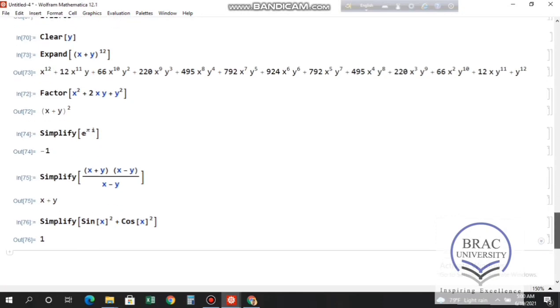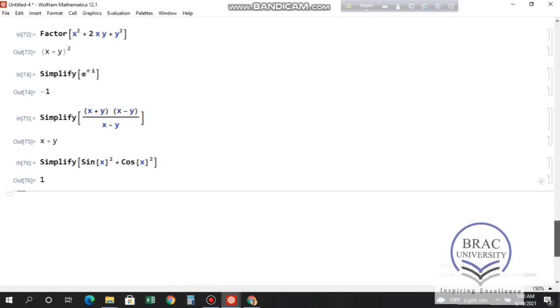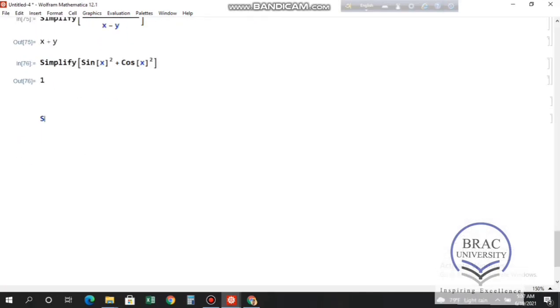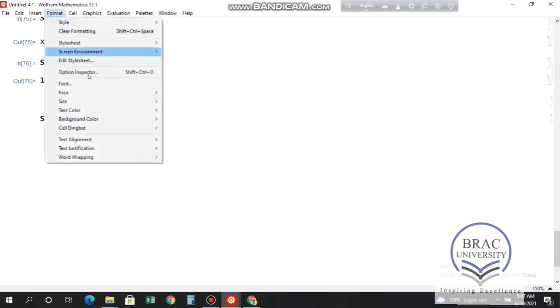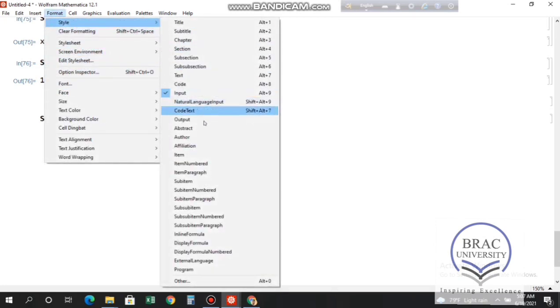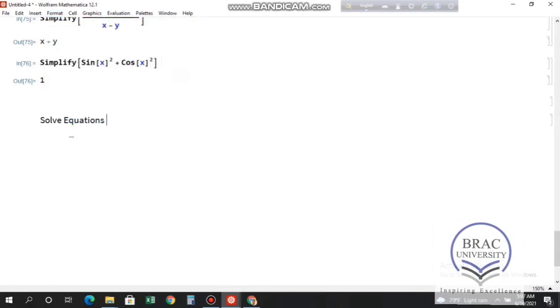Now we will see how we can solve equations in Mathematica. Let's write solve equations in text mode. To solve equations in Mathematica, we have to use the solve command. Inside the solve command, first write the equation and always give the double equal sign. I'm writing the quadratic equation. Let's check the solution of the quadratic equation.